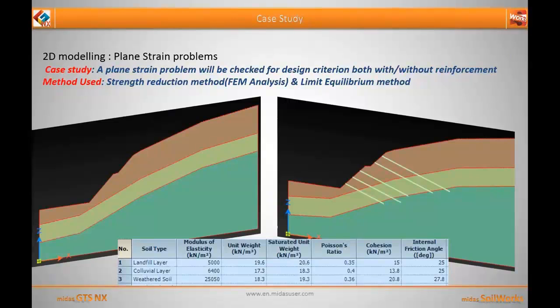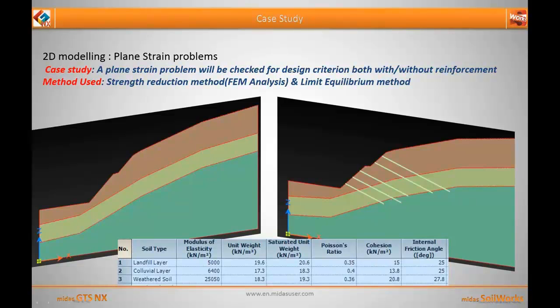So today in the case study, we will be dealing with a plane strain problem. Basically, we will be checking it both with and without reinforcement, and we will be using both methods in a single model. This is one of the advantages of MIDAS SoilWorks, that you could perform all the analyses, that is limit equilibrium, SRM and SCM, in a single case. As you can see in the figure, there are three soil layers. One is a landfill layer with the shown properties. The second is the colluvial layer, and the third is the weathered soil.